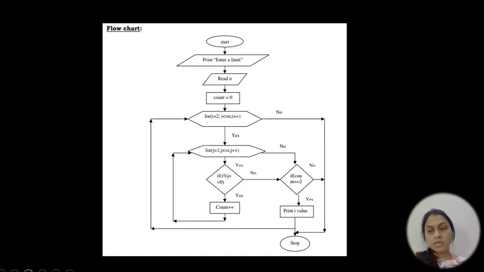So see here, this is a flow chart. Enter the limit, read n, and the count is equal to 0. You can take it as a count or a fact, whatever variable you want. Check the for loop condition. If this for loop is satisfied, then again check the inner for loop. If the inner for loop is also satisfied, then we have to enter into i modulo j. Whenever i modulo j is equal to 0, then we have to increment the count value and again go back to the inner for loop only.